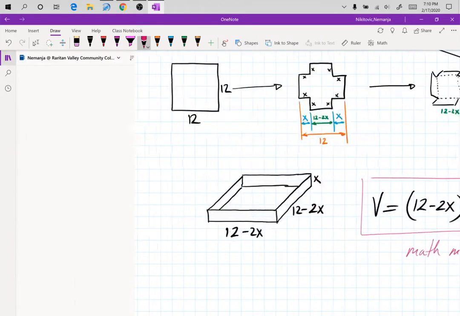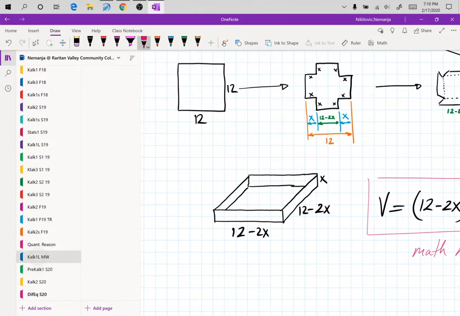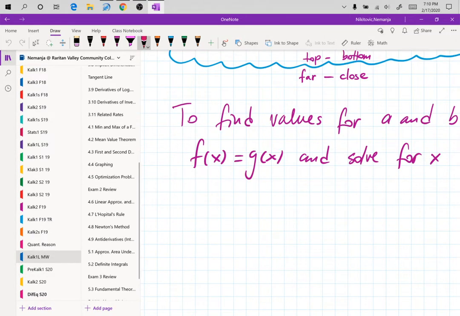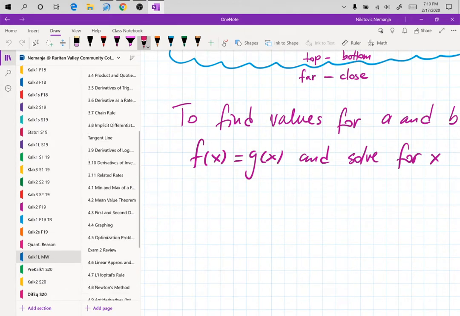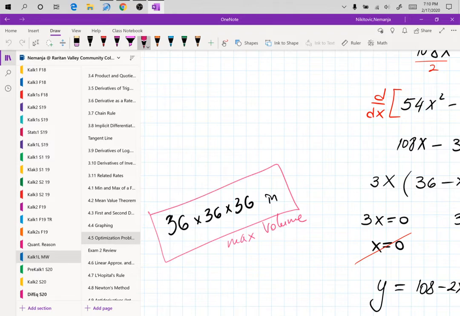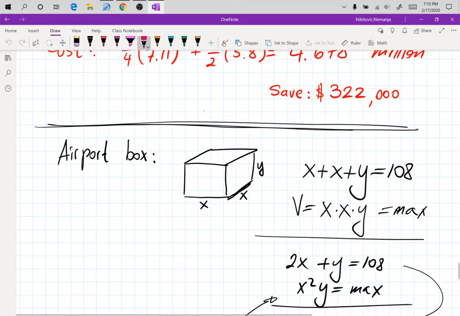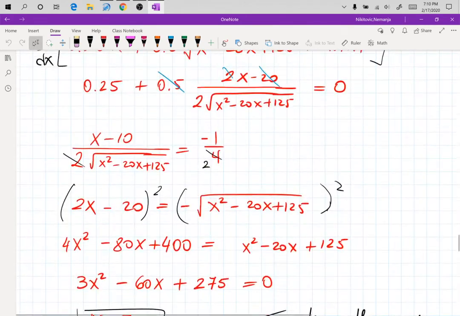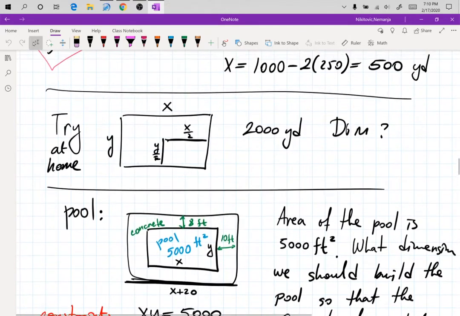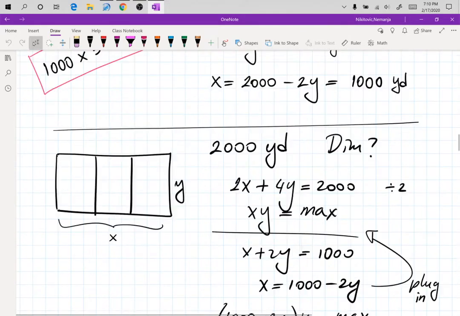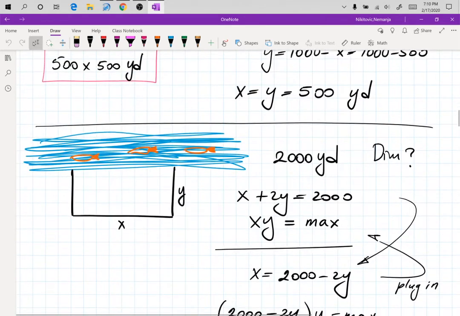Let me see if I can pull it up. Calculus 1. Where's my optimization? 4 point, there we go. And what are we seeing here? Airport box. Oh, that's the difficult problem. I'm going to do this one now. Oh, look, it's a farmer. Except, oh, and with a salmon, see?